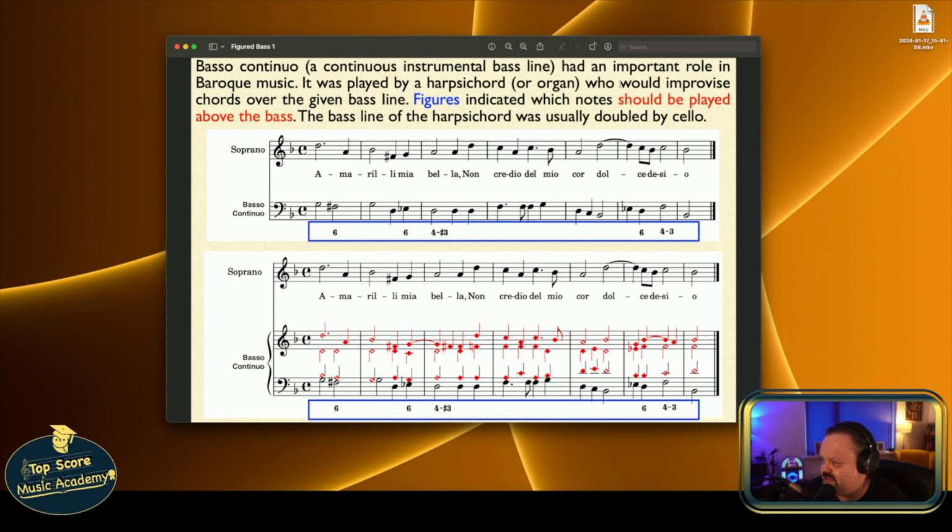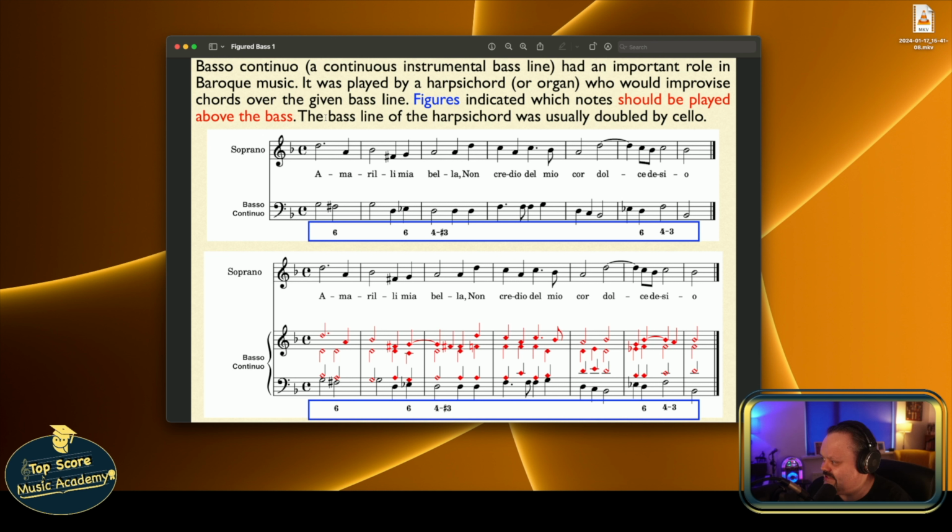What they would do is improvise chords over a given bass line. The chords that the player will perform are indicated by figures underneath that bass line, hence the term figured bass. Those figures will tell you exactly which intervals to play above that bass line, but you can have a bit of freedom in determining where that particular note wants to be played on your instrument.